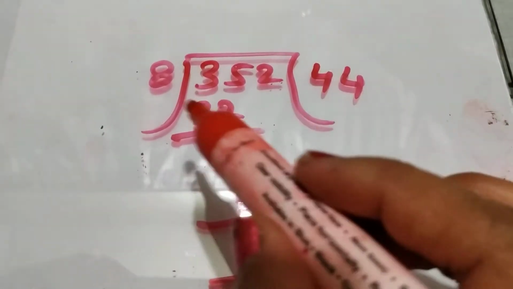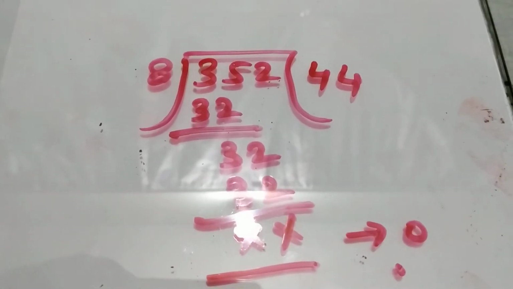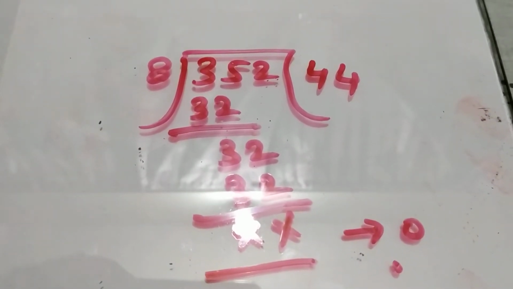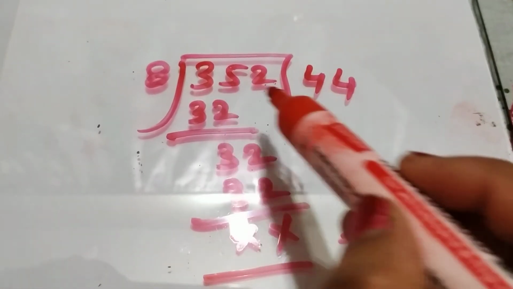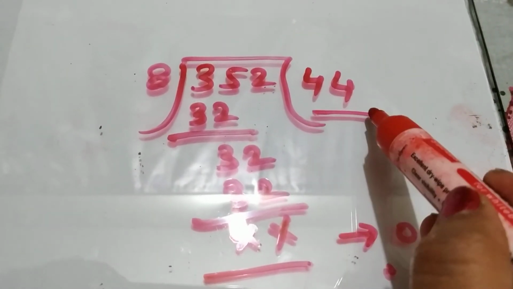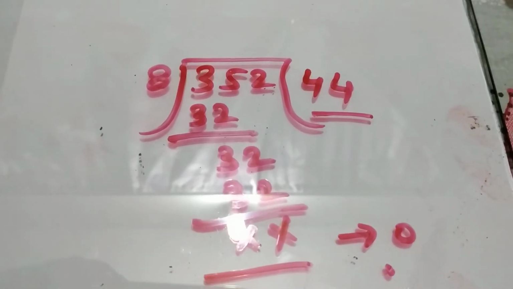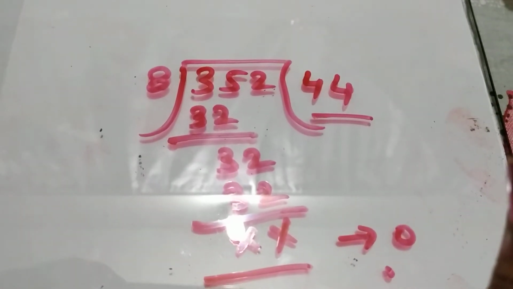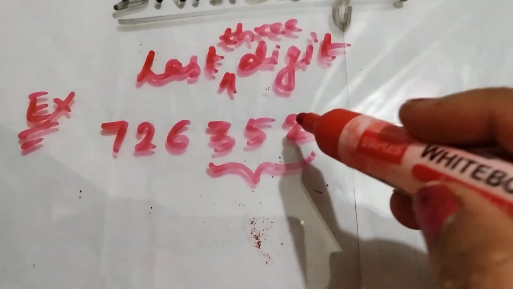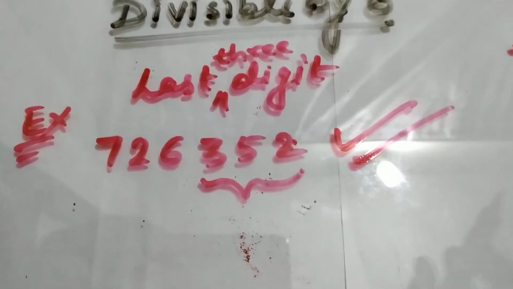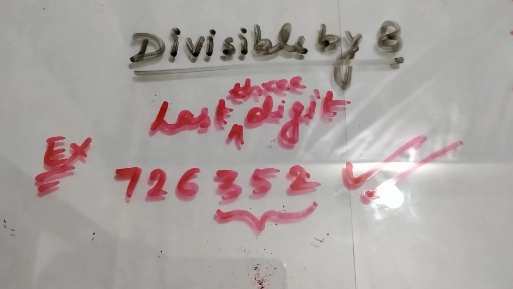So the quotient is 44. That means the whole number is divisible by 8. This number is divisible by 8. I hope it is clear.